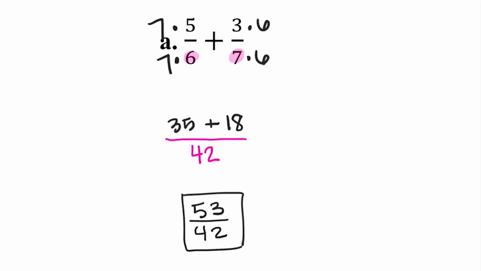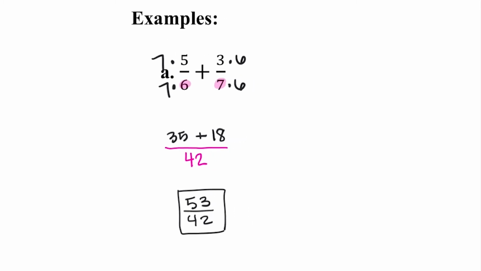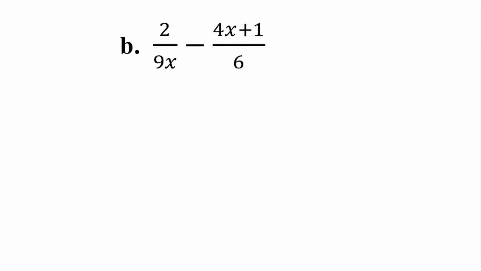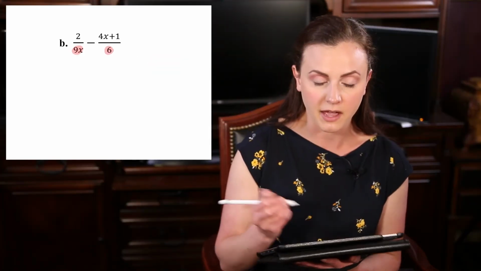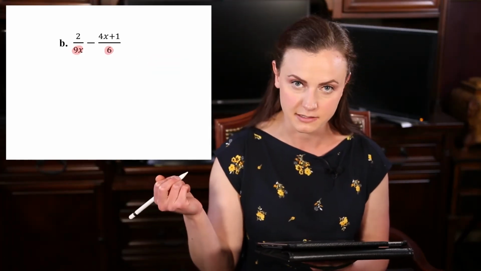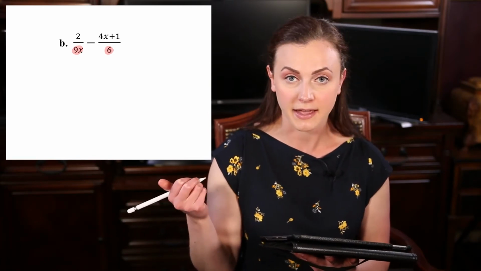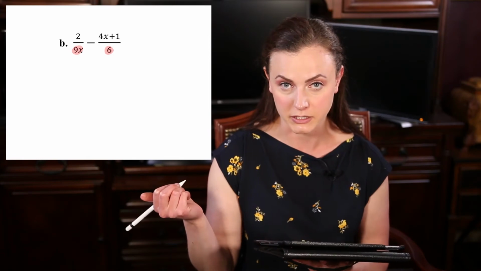So when you have rational expressions, it's the same idea, we're just throwing some variables in there. So on this one, we have 2 over 9x minus 4x plus 1 over 6. So let's just focus on the denominators right now. We have 9x and we have 6. What is the smallest number that both 9 and 6 will go into?